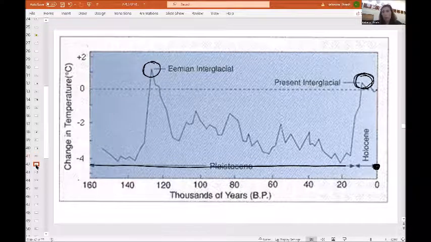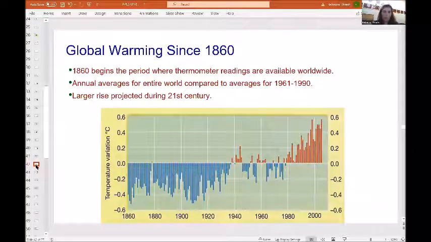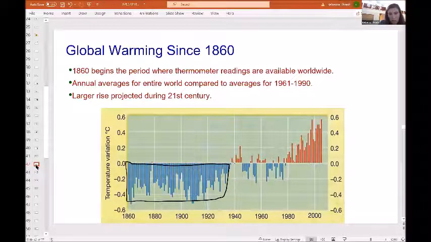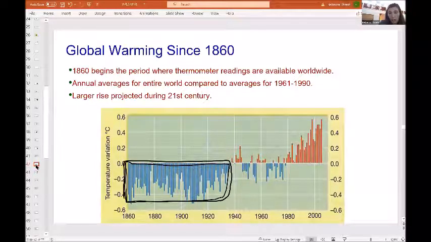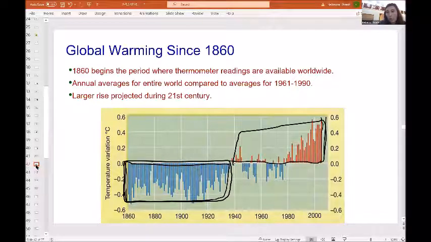So then why is it a big deal? Well, again, how fast is it occurring? And do we really want the temperatures to be shifting as quickly as they are? Around 1860, that's when we start to get some pretty accurate thermometer readings available worldwide. If we look at the annual averages for the entire world and compare them to the current, the largest rise is projected to happen now. Here you can see that generally the temperature anomalies were cooler than that average. Here, they're warmer, and they are only getting more and more extreme.